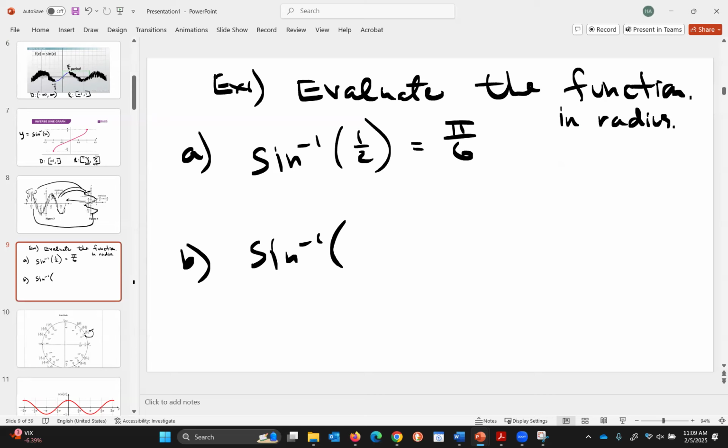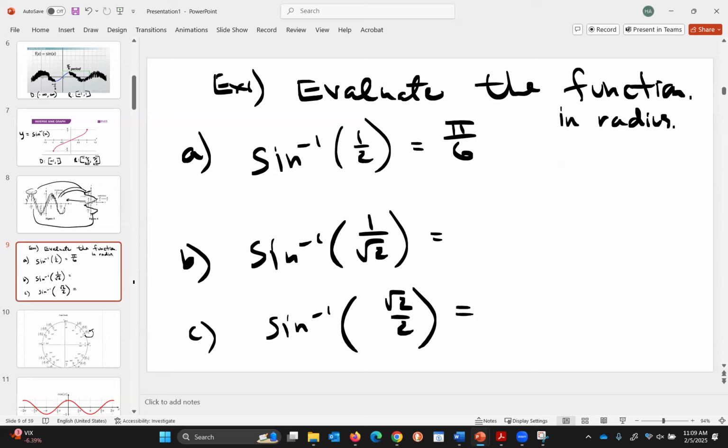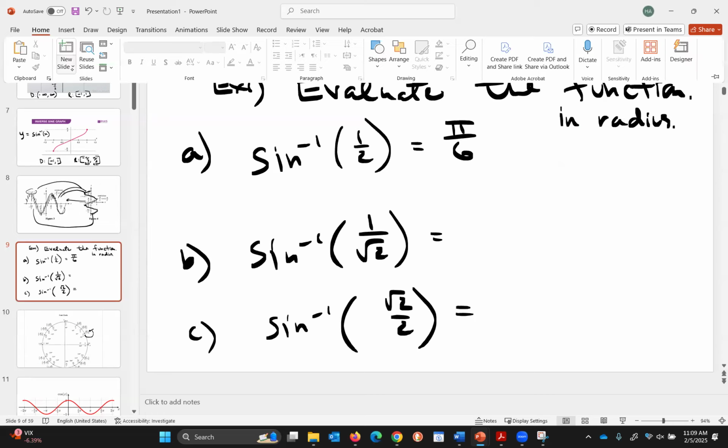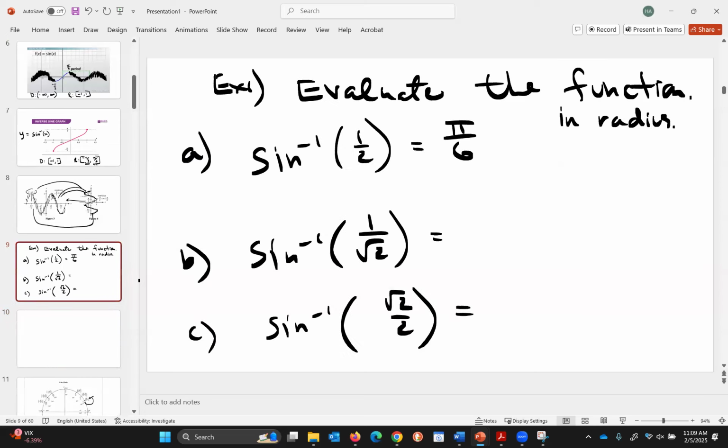Okay, tricky one. You guys ready? It was sine inverse of 1 over root 2. Pi over 4. It's 45 degrees, right? How about sine inverse of root 2 over 2? Yes, it's the same thing.